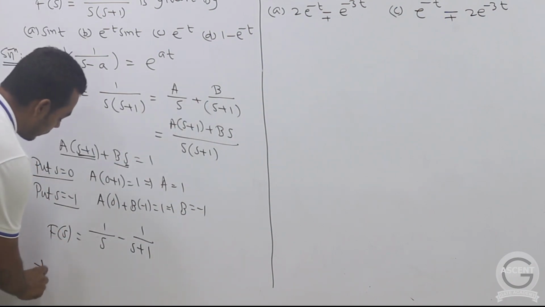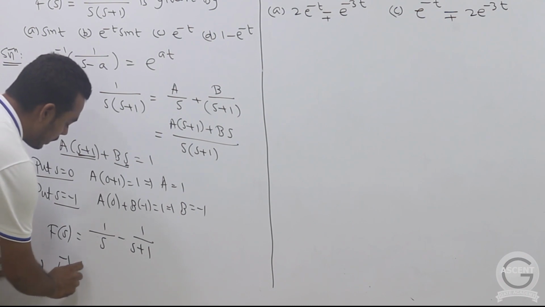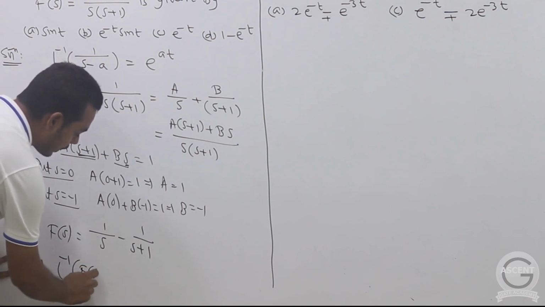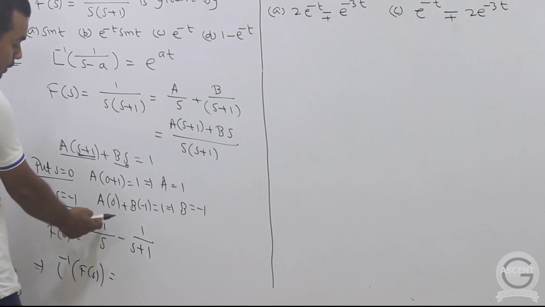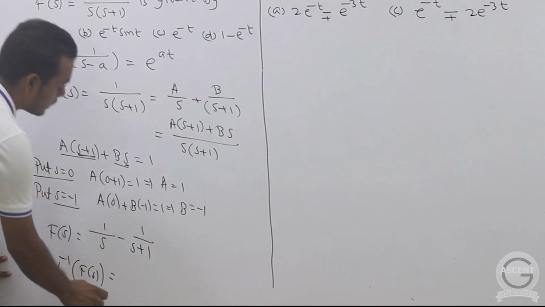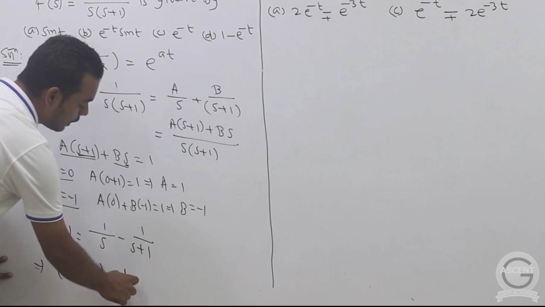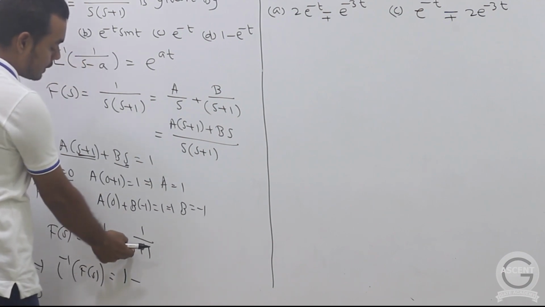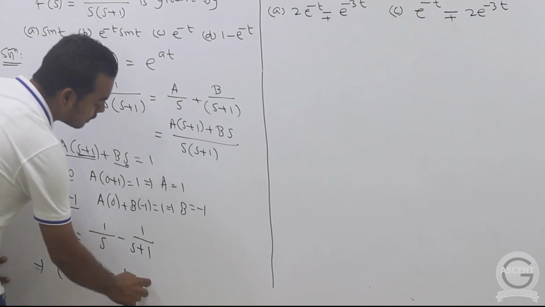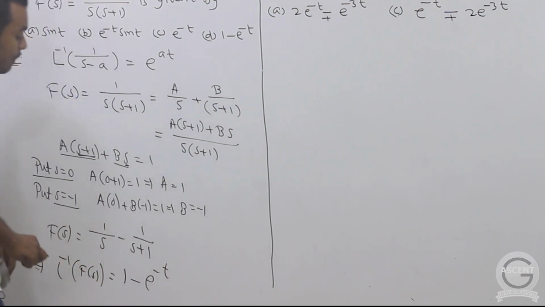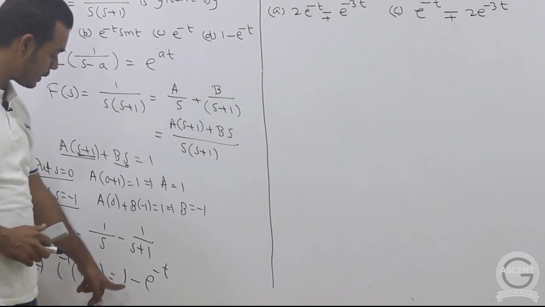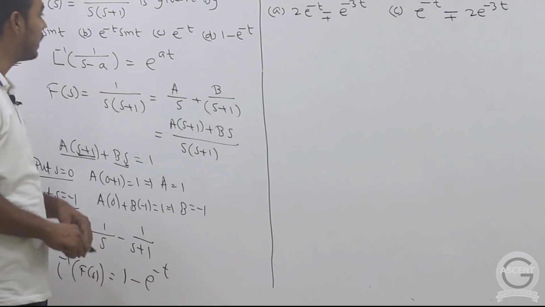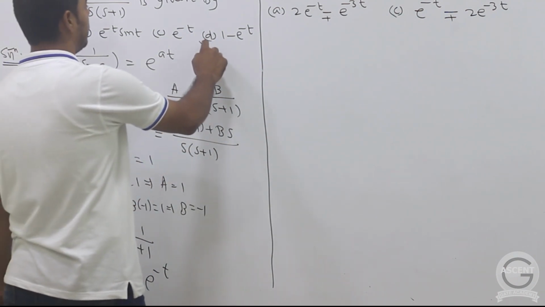So this means inverse transform of F(s), we all know that Laplace transform of 1 was 1 by s. So inverse transform of 1 by s will be 1 minus, now here this is s minus minus 1, so this will be e to the power minus t. So Laplace inverse transform of F(s) will be 1 minus e to the power minus t. So this is our option D.